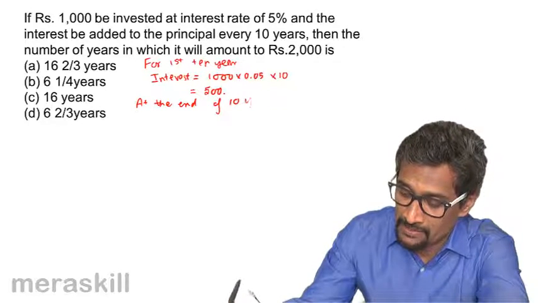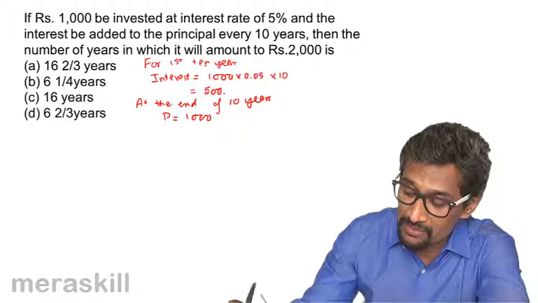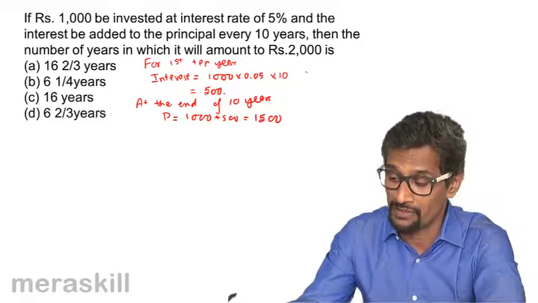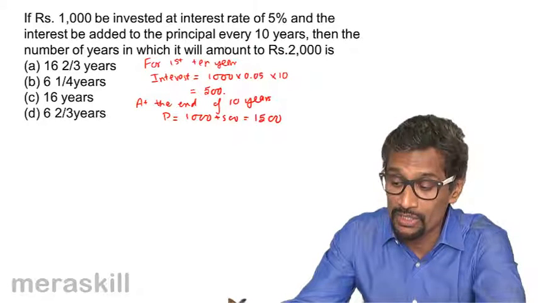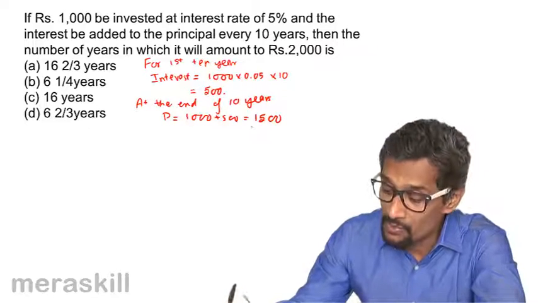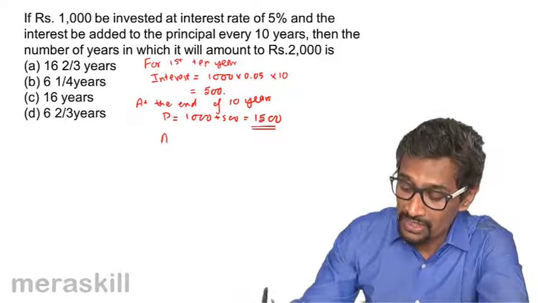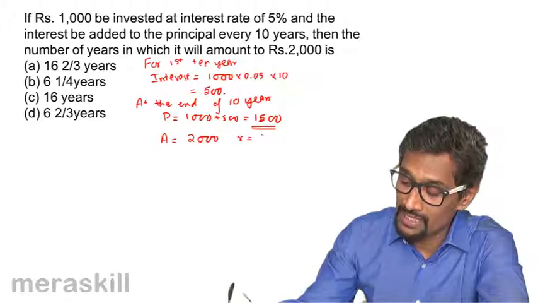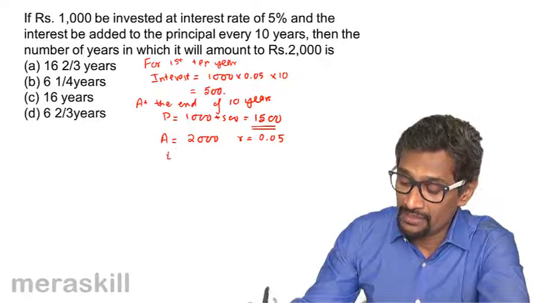Right? Now at the end of 10 years, principal becomes 1000 plus 500, that is 1500. If it had been just simple interest, the principal would have continued to remain 1000, but here it's told that after 10 years the interest gets added to the principal, so it becomes 1500. Now the principal is like this, and you need to find out time. Amount is 2000, R is the same, that is 0.05, and you have to find T.